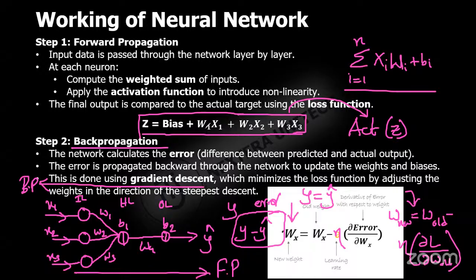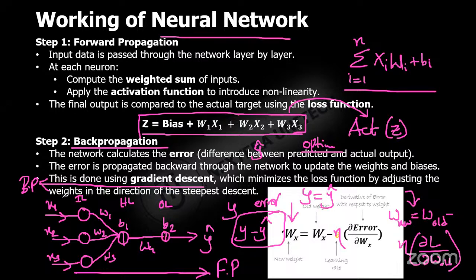When it repeats the same process, again you'll get a y cap, the predicted value. Again you'll calculate the loss. So this journey continues until where? Until the loss reaches global minima. What is this global minima? You'll understand; as part of the optimizer, we'll discuss what exactly global minima is. So this is what happens as part of a neural network.